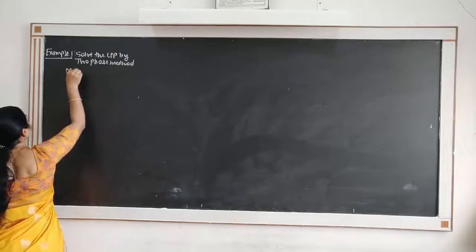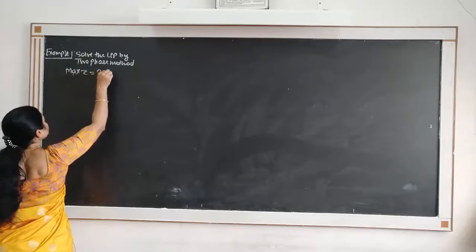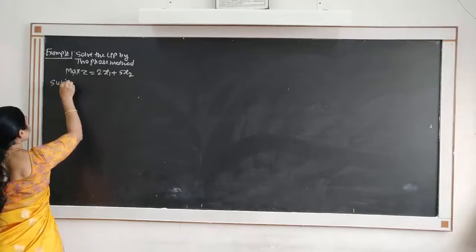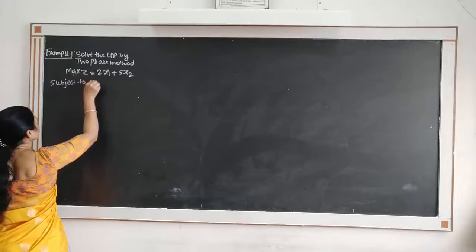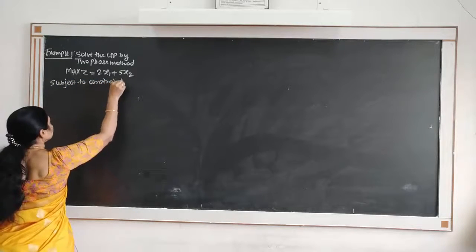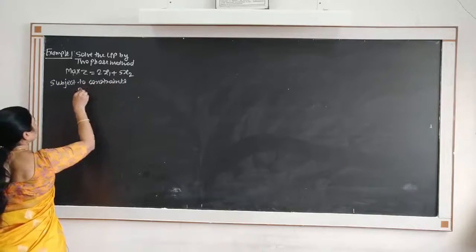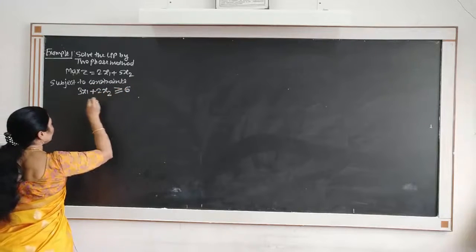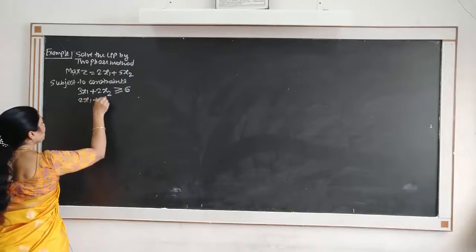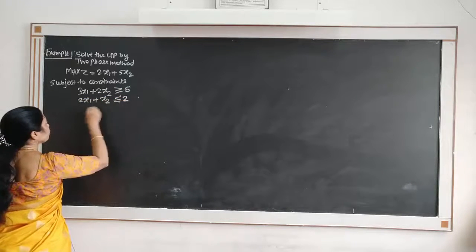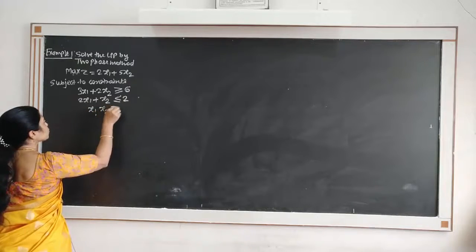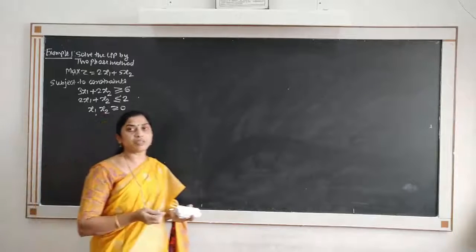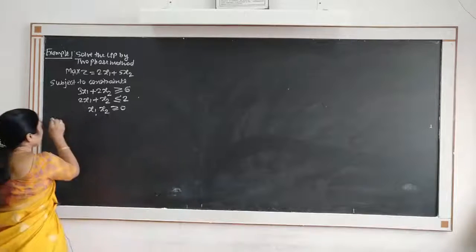Maximize z is equal to 2x1 plus 5x2 subject to constraints 3x1 plus 2x2 greater than or equal to 6, 2x1 plus x2 less than or equal to 2 and x1, x2 greater than or equal to 0. To solve it by two-phase method, we will firstly start with phase 1.